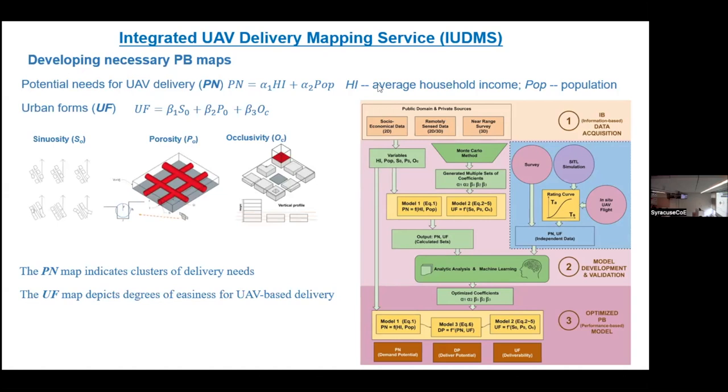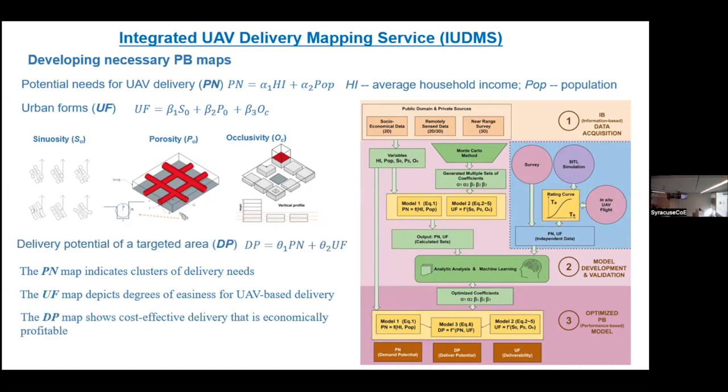The second one is the urban forms. In this one, I combined three typical relevant urban form parameters. I will talk about this later. One is sinuosity, defined in this way, porosity, defined in this way, and occlusivity, defined in this way. I combine them together so that this map, the UF, urban form map, represents the 3D structure of a group of buildings. So that's the meaning of this performance-based map. This map can be directly used by a UAV pilot to tell him or her whether you can fly to a given area.